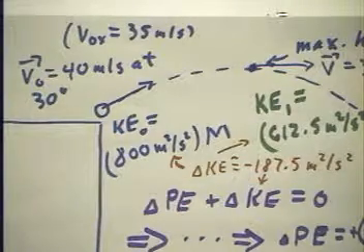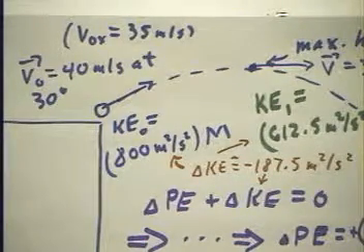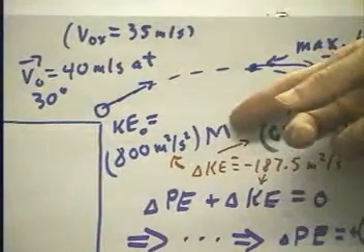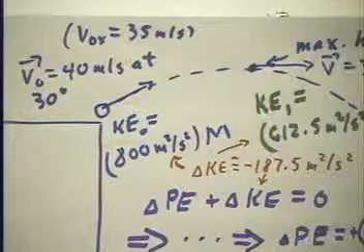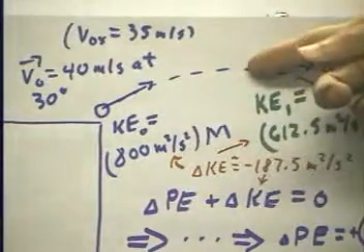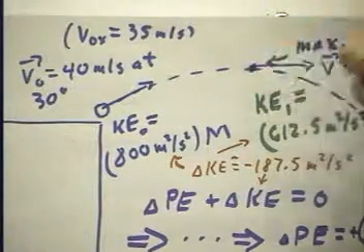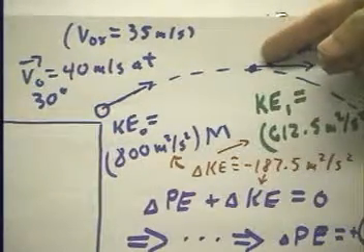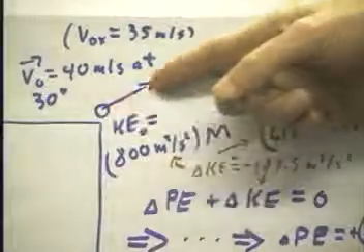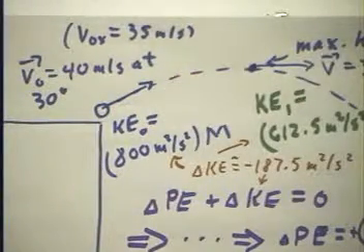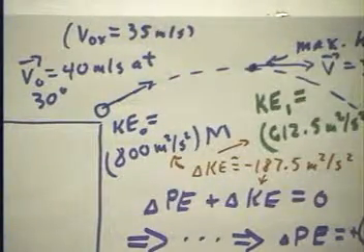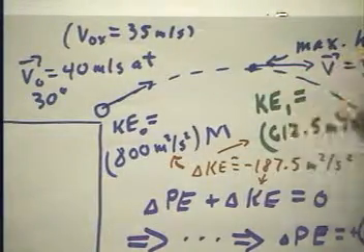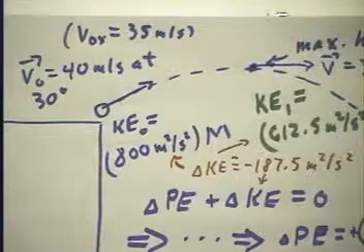The energy picture tells us that we start with a kinetic energy of 800 meters squared per second squared times big M. Now what we want to know is how much kinetic energy we have at this point, because if we know the kinetic energy here, we can calculate the loss of kinetic energy, and that's going to be equal to the gain of potential energy. So how are we going to find the kinetic energy?